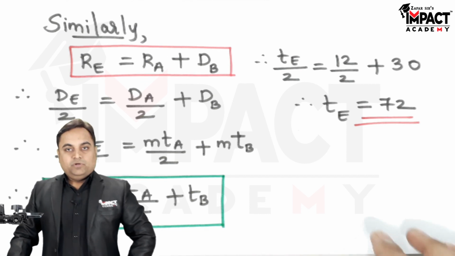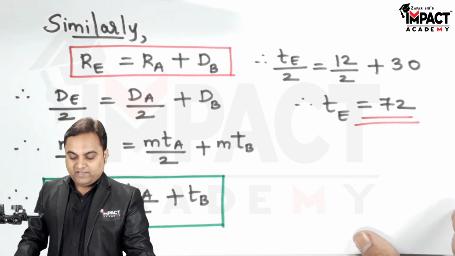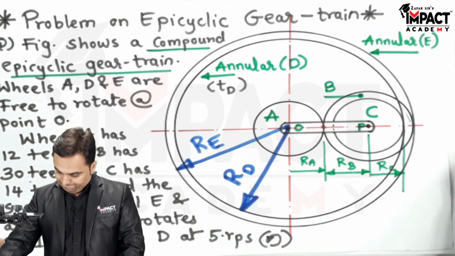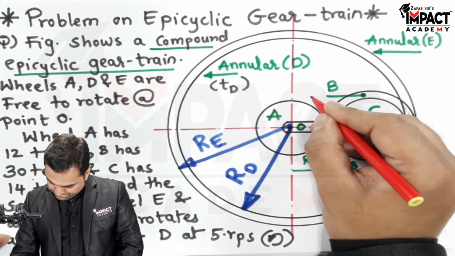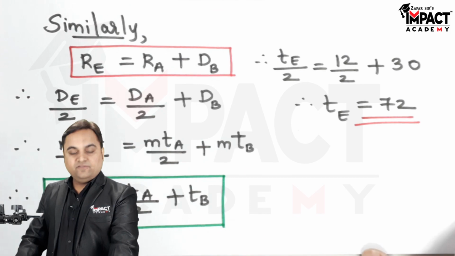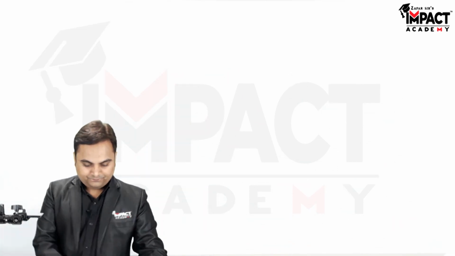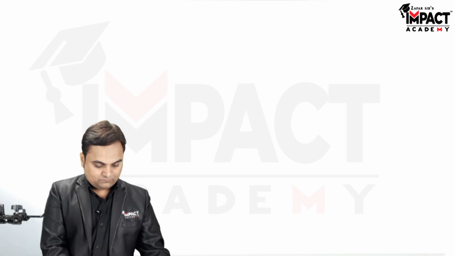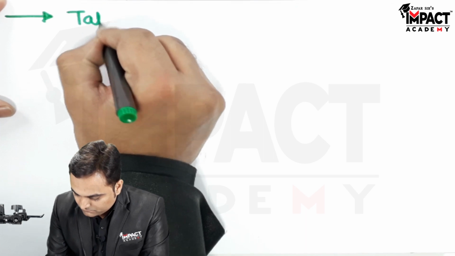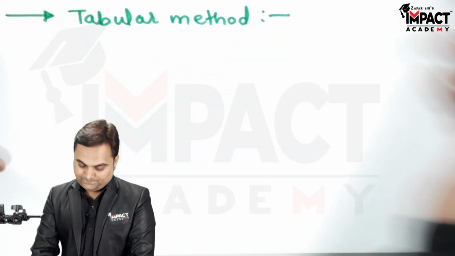Now after getting the number of teeth, in the question when we see there are two things asked: we have to find the speed of annular wheel E and the speed of this arm OP. And for that I would be using the tabular method, and I am explaining it now. First I'll draw the table.